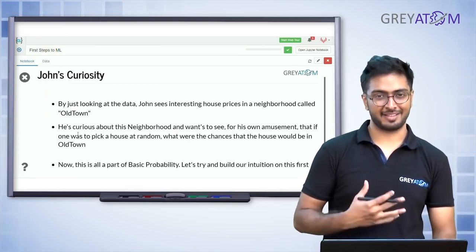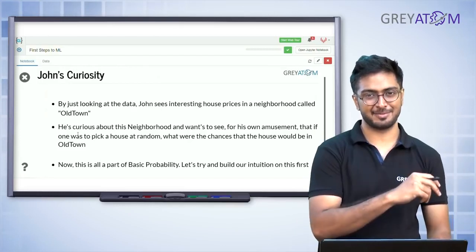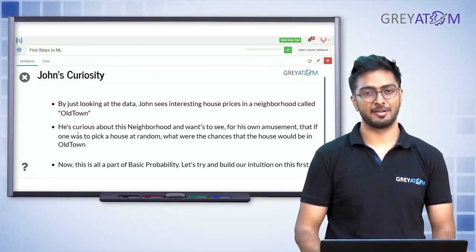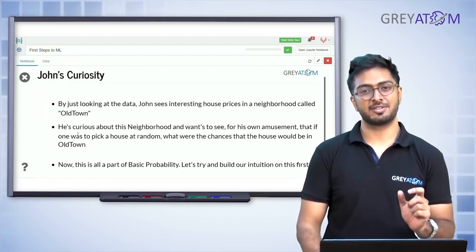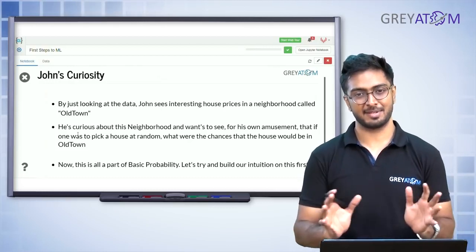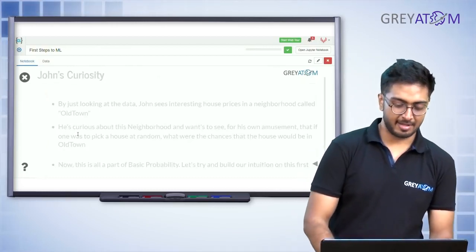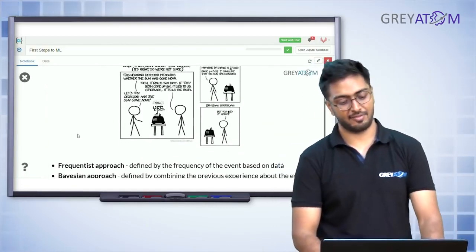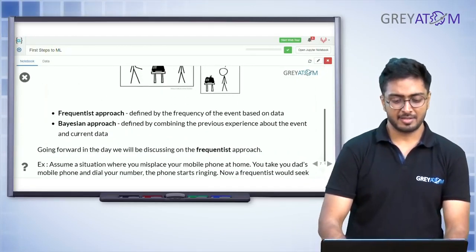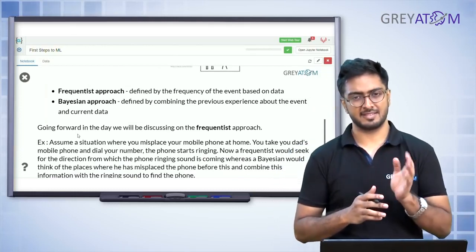So this basic word that I just used, chance: what is the chance that you would end up in that particular neighborhood? This word chance is the precursor to every concept in probability. So now let's introduce ourselves to the concepts of probability. There are two basic approaches in considering probability.